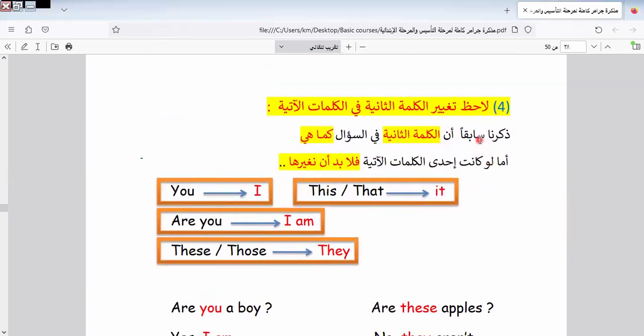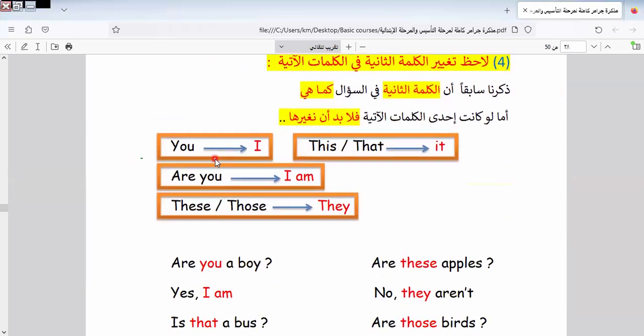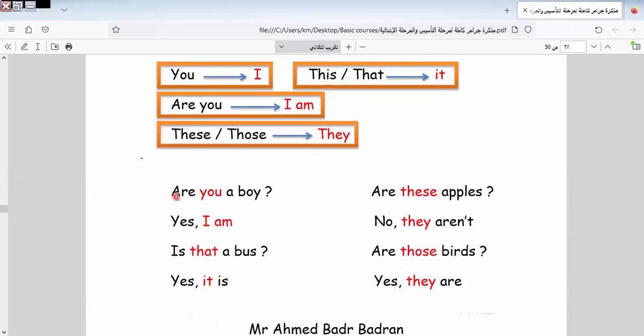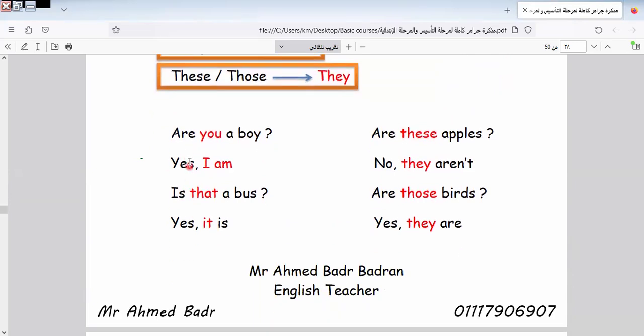Here we have you. When we ask about you, I use I. When we ask are you, it will be I am. This or those, it will be they. That or this or that, it will be it. When you say what is this, I say it is, or I can say this is. Both are correct. Let's go to another item.